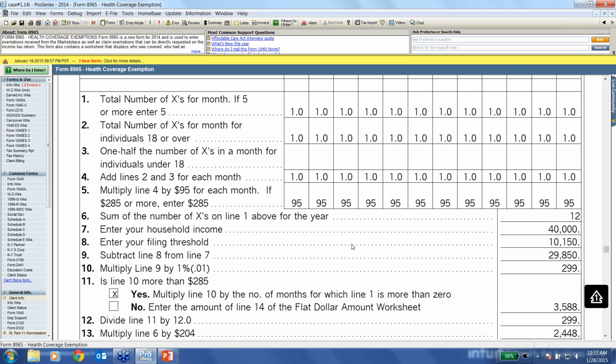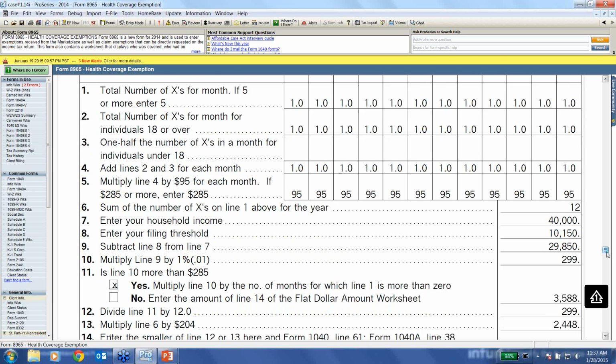3,588. And you say, well, why are they doing that? The IRS, it's a little tricky here. They gross up the number of the actual penalty. The penalty is the greater of the flat dollar amount or 1% of household income over the threshold. But what they do is they first gross it up for the number of months that there's no coverage or exemptions, and then on line 12 they divide by 12. So then we return back to the $299 figure.